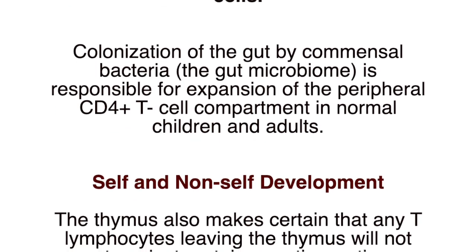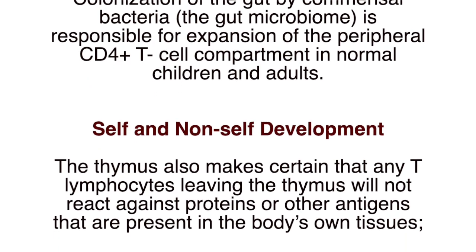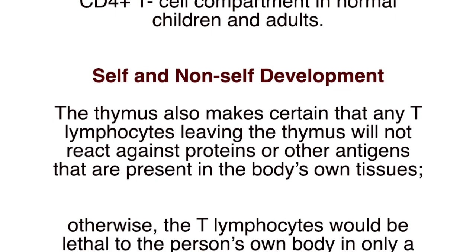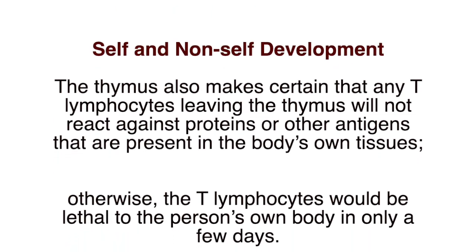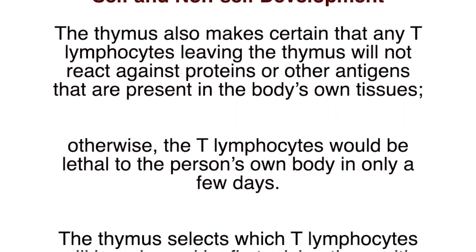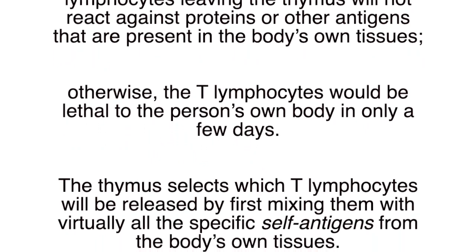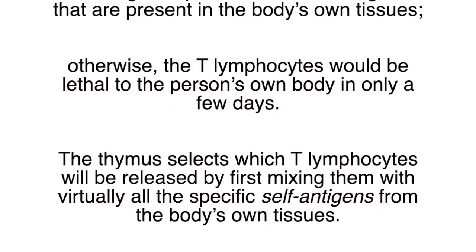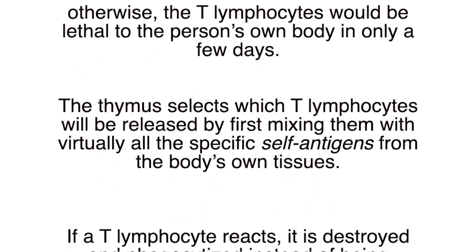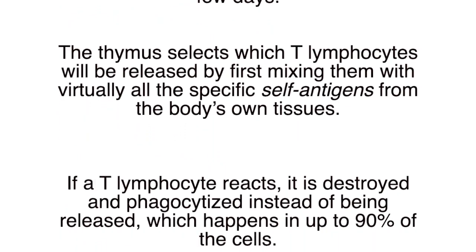Self and non-self development. The thymus also makes certain that any T lymphocytes leaving the thymus will not react against proteins or other antigens that are present in the body's own tissues. Otherwise, the T lymphocytes would be lethal to the person's own body in only a few days. The thymus selects which T lymphocytes will be released by first mixing them with virtually all the specific self antigens from the body's own tissues.